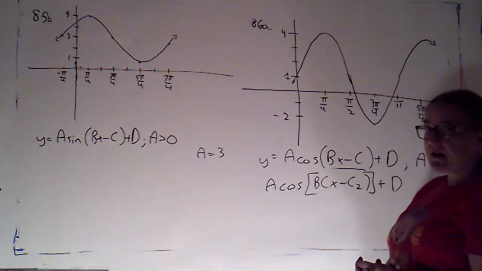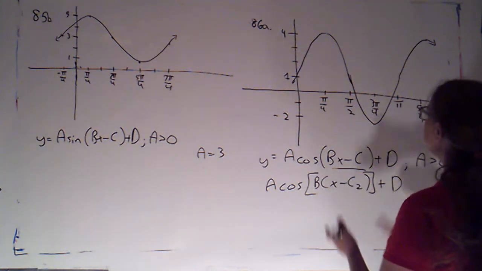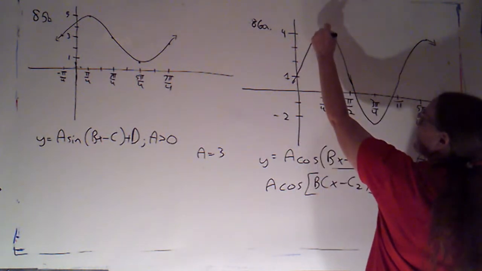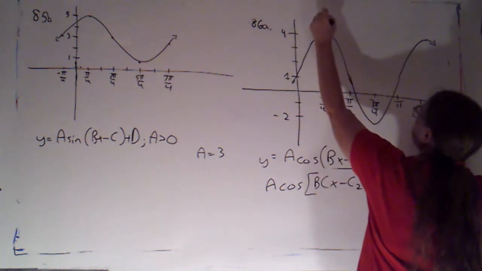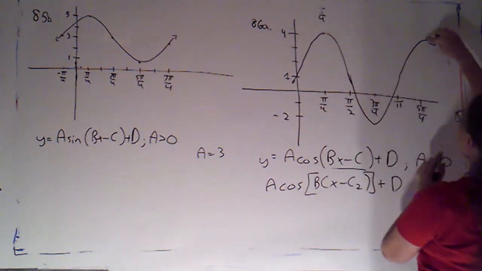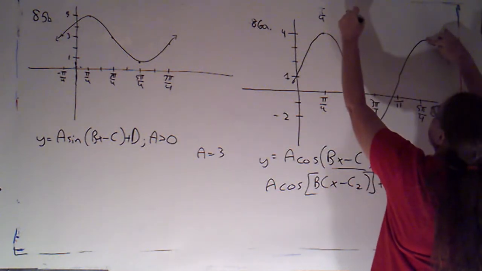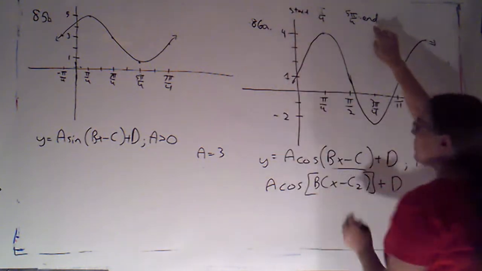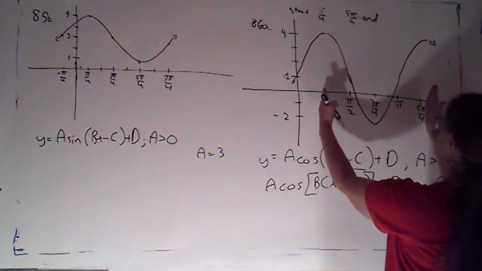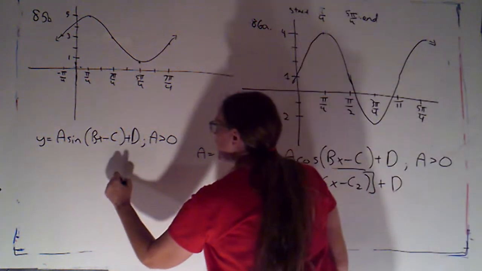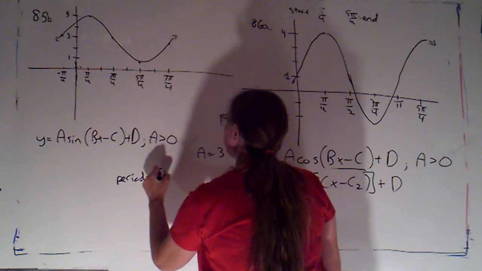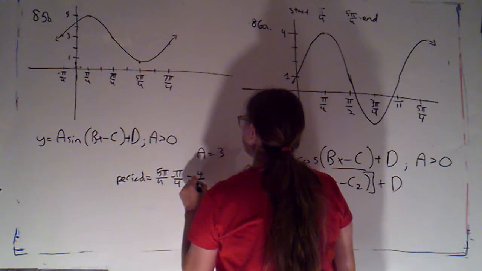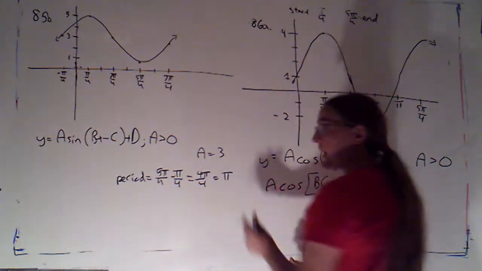B, that's the number that's going to tell me what the period is. So if we're viewing this as a graph of cosine, we're starting at a high point. So we would start at pi over 4, and we're at a high point again at 5 pi over 4. So that's where we end, and this is where we start. So I can see that the period is going to be that distance between them. So the period is 5 pi over 4 minus pi over 4. So that's just 4 pi over 4, or pi.